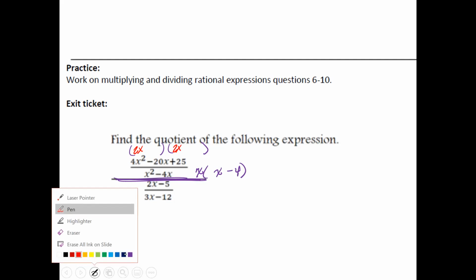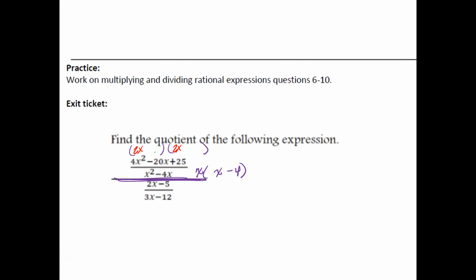And then the last number is 25, so let's see if I do 5 and 5, a negative and a negative, if that will work. Remember your outer and inner. For your outer, it's going to be 2x times negative 5, which is negative 10x. Inner is negative 5 times 2x, which is negative 10x. If I add these two together, does it give me the middle number?